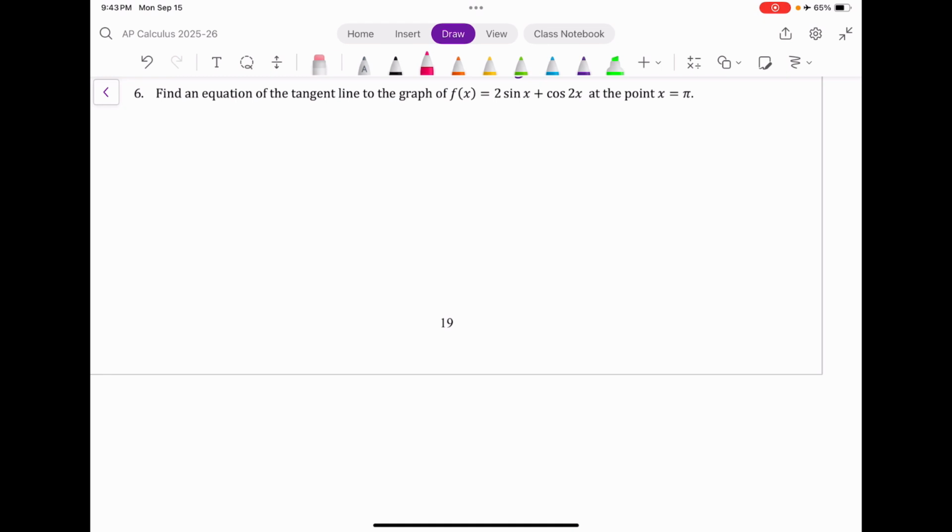Okay, last question. So find an equation of the tangent line of that graph at the point x equals pi. Okay, so we know how to find this. We got to find the derivative to find the slope. So the derivative of 2 sine x is 2 cosine x. And then the derivative of cosine 2x, we have to apply the chain rule here. So it would be minus sine of 2x times the derivative of the inner function, 2x, which is just 2.